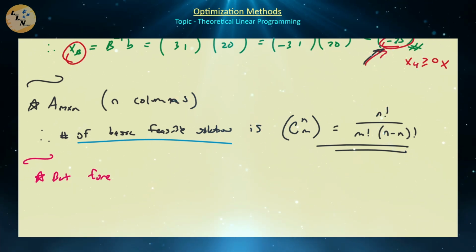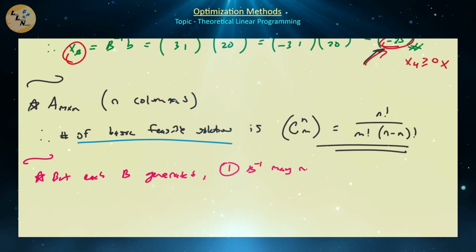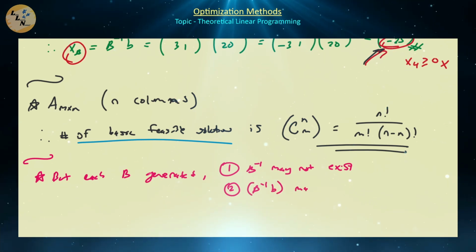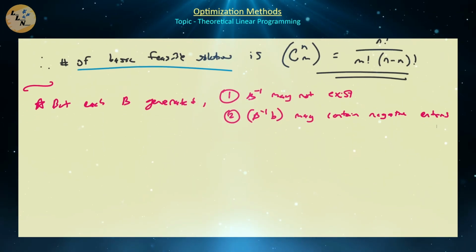But for each B generated, we have a couple of scenarios that may come up. For example, 1, B inverse may not exist, and 2, B inverse times b may contain negative entries, right? Which leads us into our next theorem.